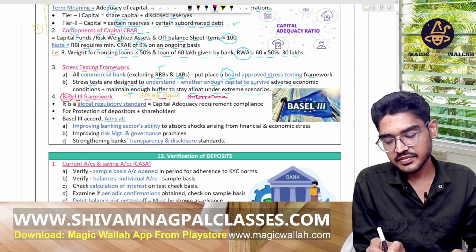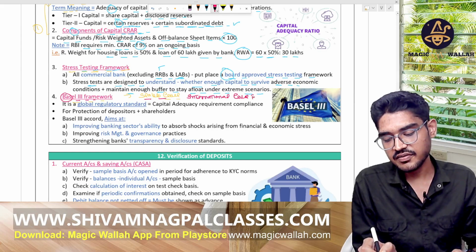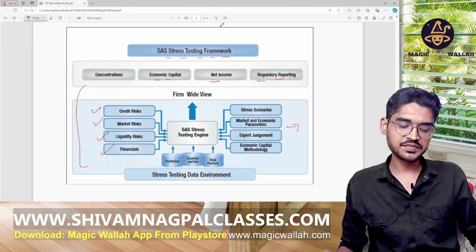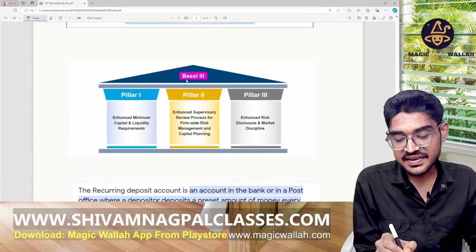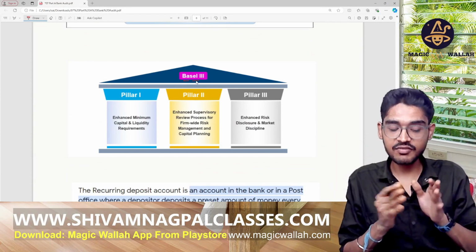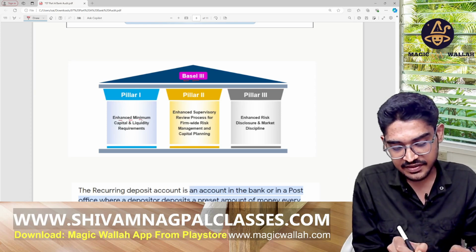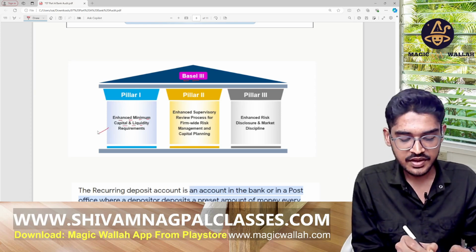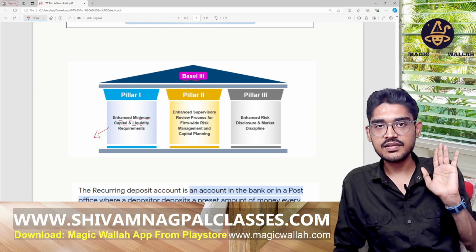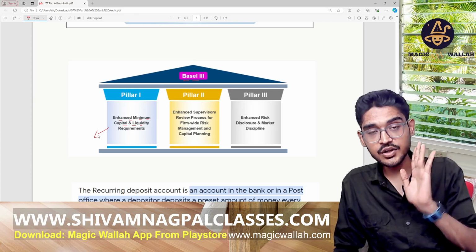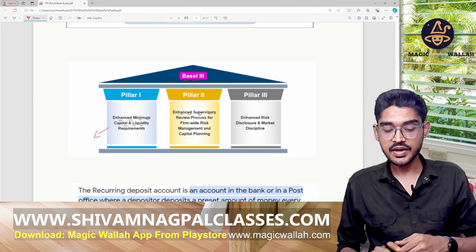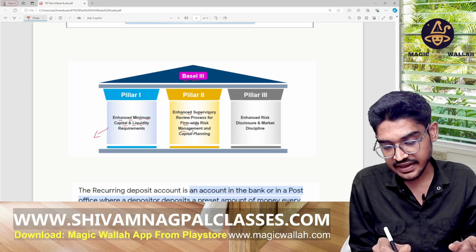International level framework. Okay, so let's read this. Now first see this. So it has a Basel III framework. It has three pillars: pillar 1, pillar 2 and pillar 3. Pillar 1 says enhance minimum capital and the liquidity requirement. So pillar 1 talks about that the bank has to maintain a certain level of capital, enough capital. Pillar 2 says enhance supervisory review process for the firm-wide risk management and the capital planning.